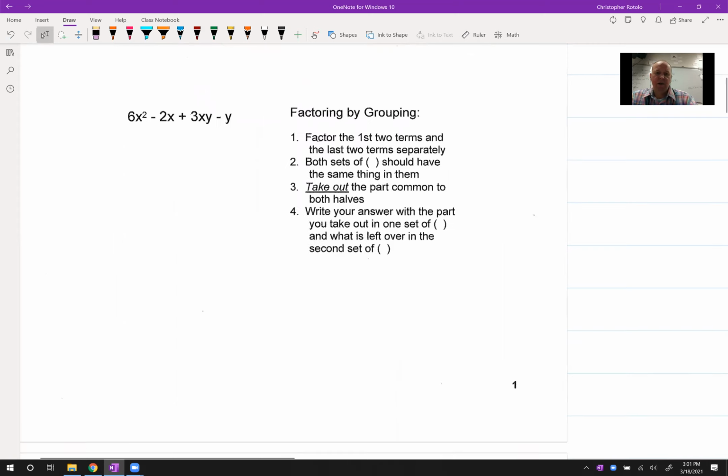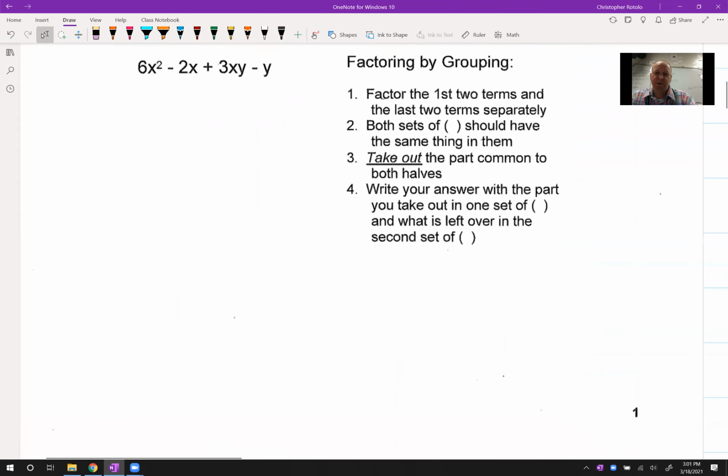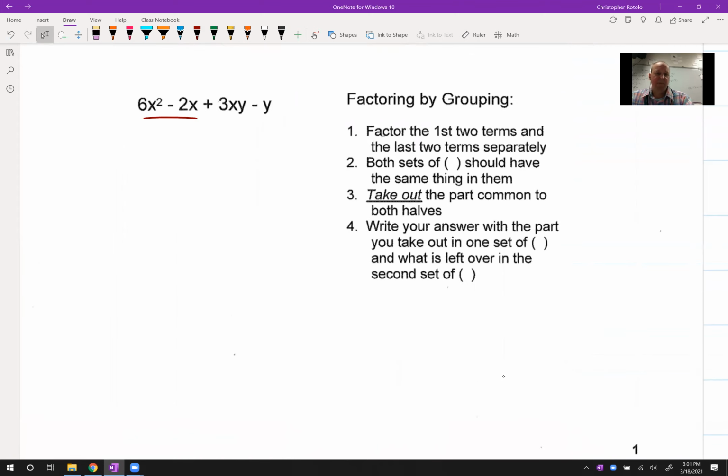So here we go. Here's what happens. We're going to take the first two terms, and we're going to deal with them completely separate from the second two terms. So let me flip this out. I'll make those orange. So 2x and 6x squared both have a GCF of 2x, since 6 and 2 are both divisible by 2, and x squared and x both have an x. So I'm going to divide that. I get 3x, and 2x divided by 2x is 1. And I'm going to leave a little space, and I'm going to write 3x minus 1.